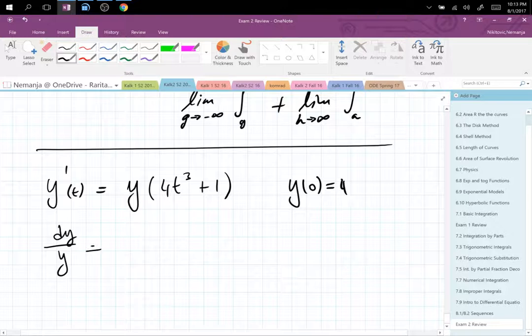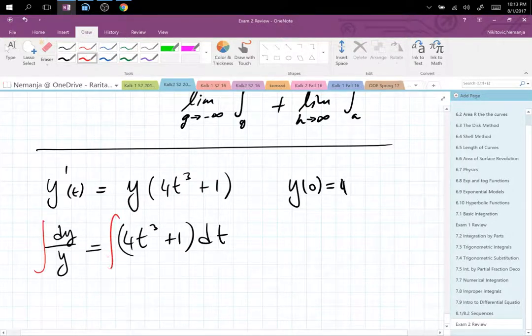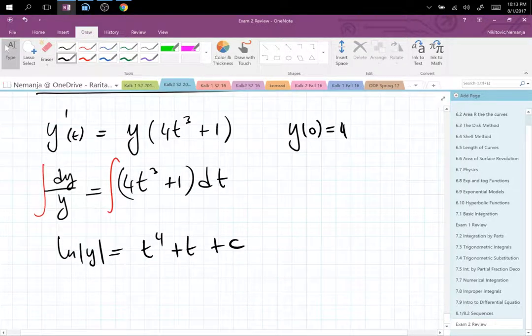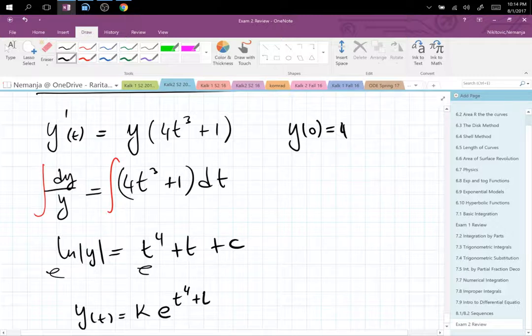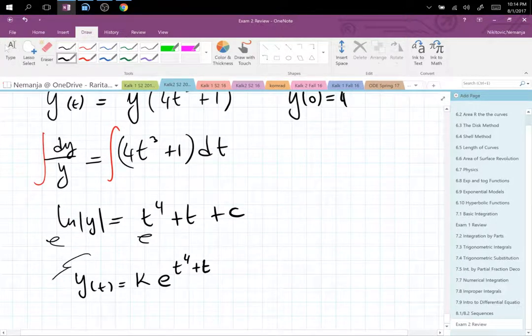So dy over y equals 4t cubed plus 1 dt, and you integrate both sides. And when you integrate both sides, you get your ln y is equal to t to the 4 plus t plus c, and then when you e both sides, you get y of t is equal to k e to the t fourth plus t. And that's it.